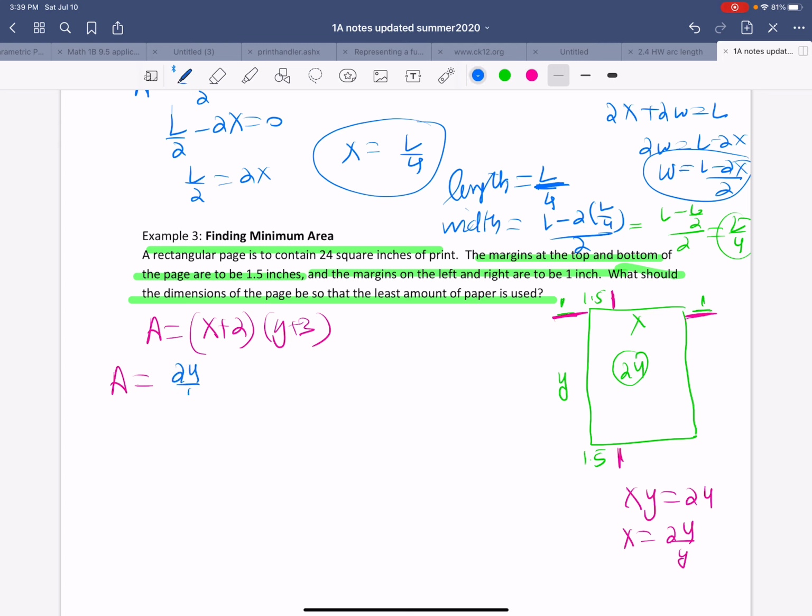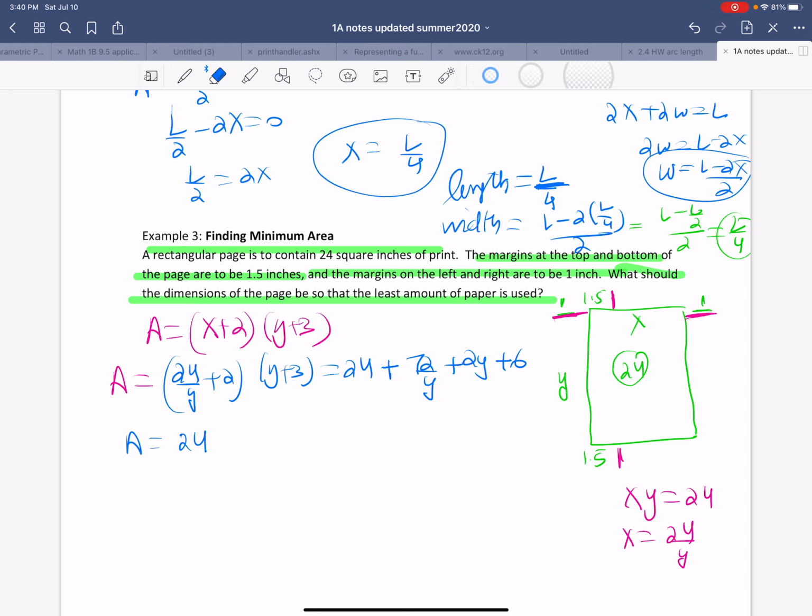So 24 over y plus 2 times y plus 3. Let's go ahead and distribute. That would give me 24 over y times y, which is just 24. 24 over y times 3 would be 72 over y, plus 2y plus 6. So A turns out to be 24 plus 6, which is 30, plus 72 y to the power negative 1 plus 2y.